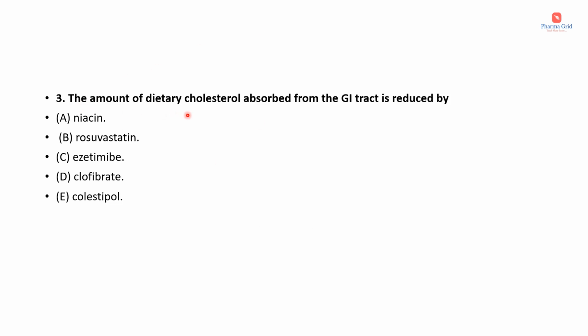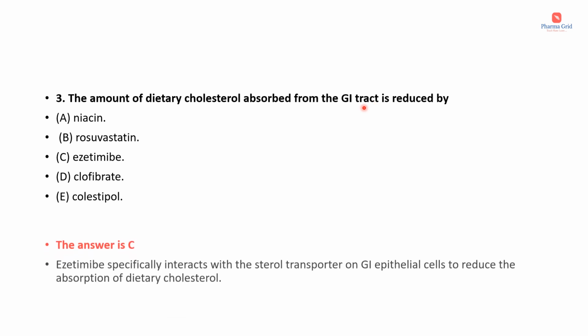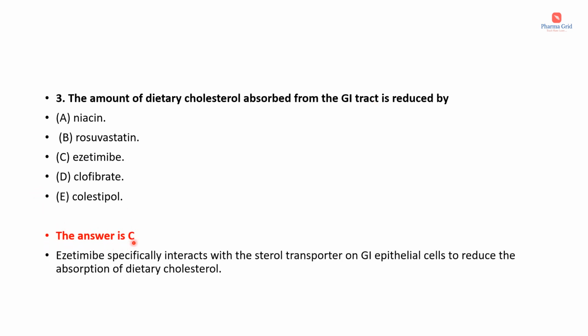The amount of dietary cholesterol absorbed from the gastrointestinal tract is reduced by: options are niacin, rosuvastatin, ezetimibe, clofibrate, cholestyramine. So all these are anti-hyperlipidemic agents. Out of these, we need to find out the drug that reduces the amount of dietary cholesterol absorbed from the gastrointestinal tract. So here the answer is option C, that is ezetimibe.